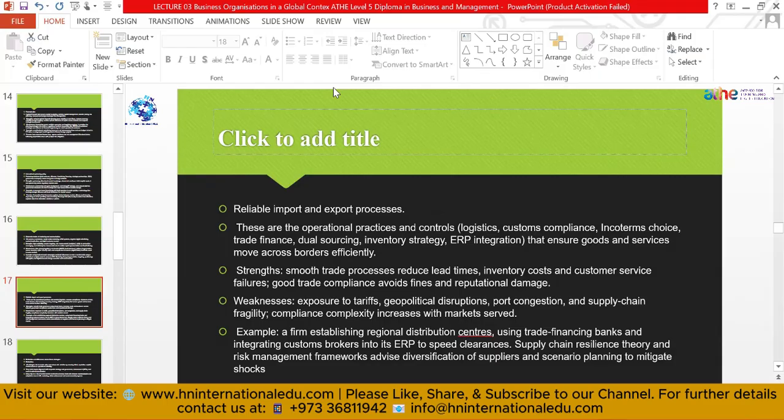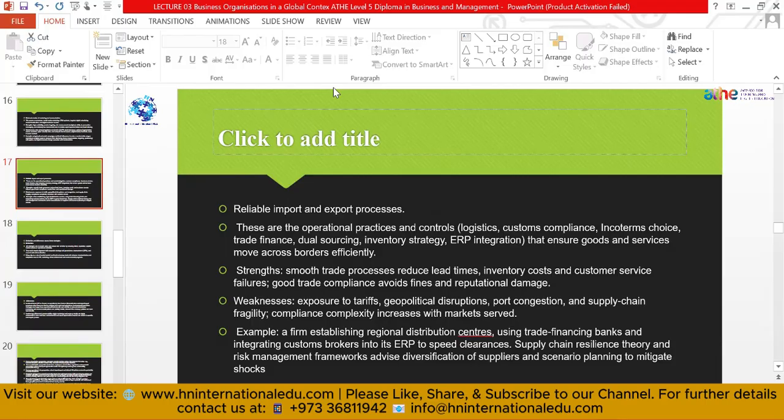Okay, I think this was the last point. Reliable import and export processes. These are the operational practices and controls, that is, the logistics, customs compliance, incoterms choices, that is according to the countries, trade finance, dual sourcing, inventory strategy, ERP integration. Now, what are these? We already know what an import and what an export is, right?